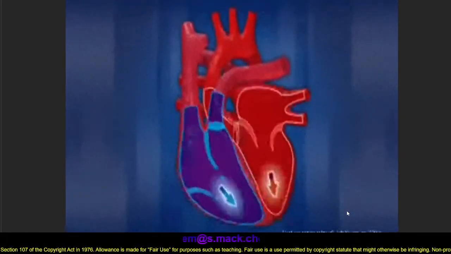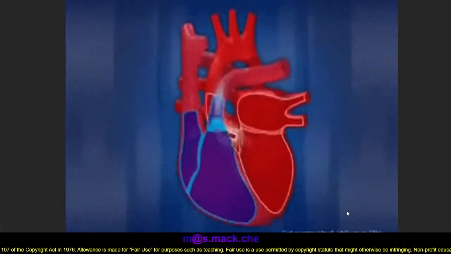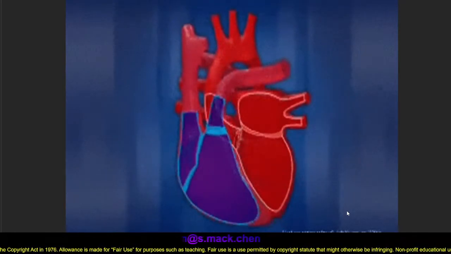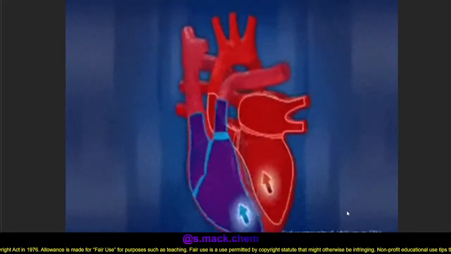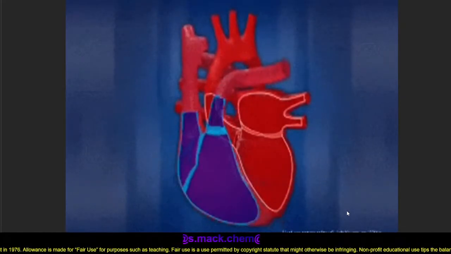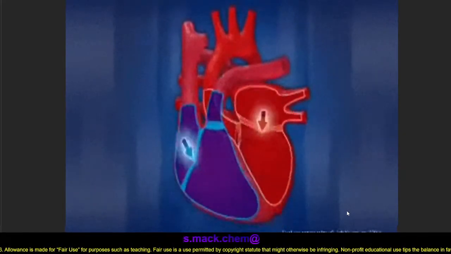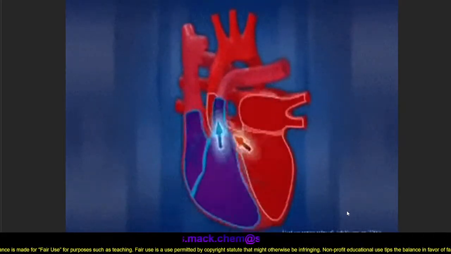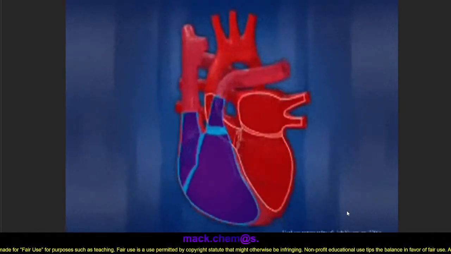Can you tell me what is the importance of preventing backflow of blood in the heart? You can do some research and see what would be the significance of blood not flowing in the correct direction in the heart.